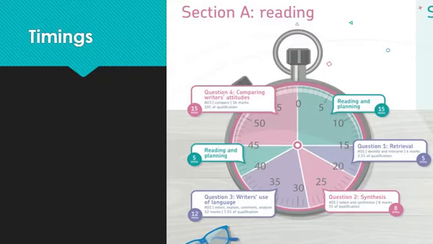Okay, well done with completing the Kahoot quiz. Hopefully you found that pretty straightforward. So timings in terms of reading section A, you can see here that it says the first 15 minutes should be spent reading and planning. So you can look through the key questions that you've got to answer and read the two texts.